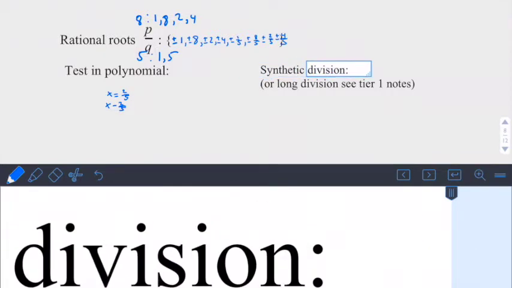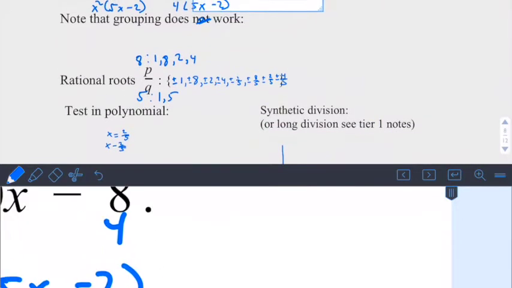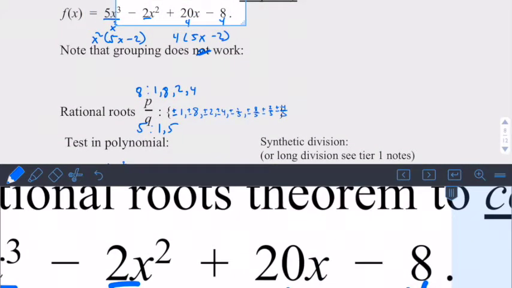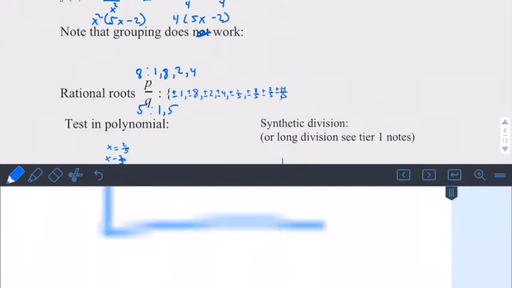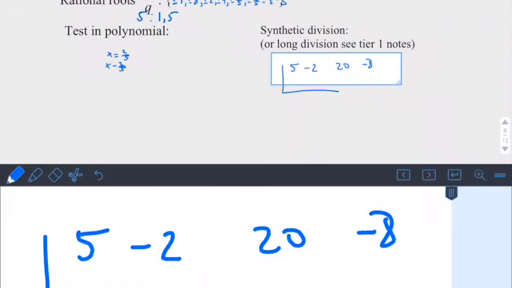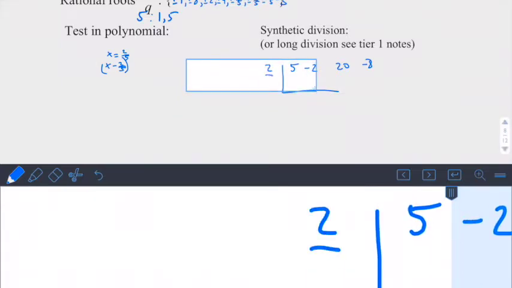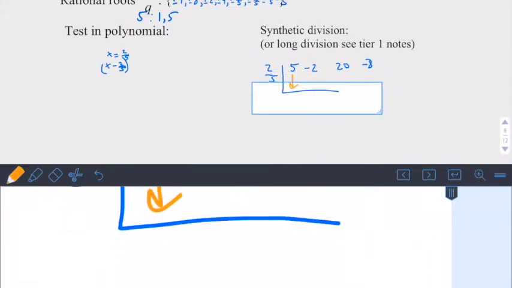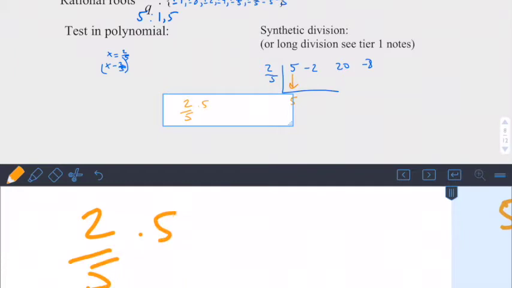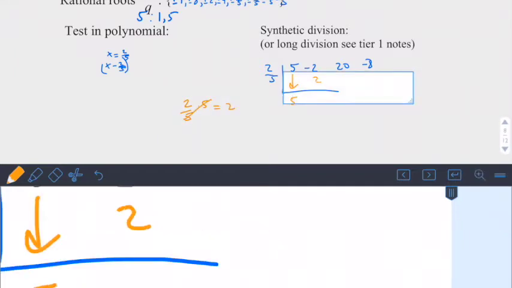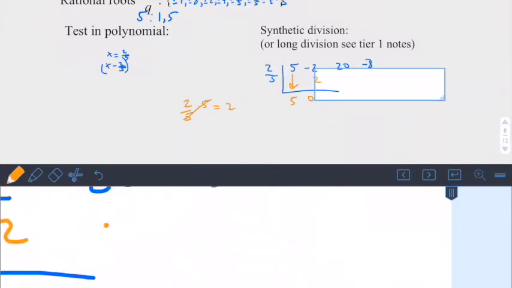I'm going to use synthetic division this time because I used long division last time, so I'm going to set that up. Remember with synthetic division, we just used the coefficients, so we'll use 5, -2, 20, and -8, and I don't have any holes to put zeros, so we're good. And my root is 2/5, so I'm going to multiply everything by 2/5. So we bring the 5 down. We multiply 2/5 times 5. Well, we get 2. -2 plus 2 is 0, and 2/5 times 0 is 0.